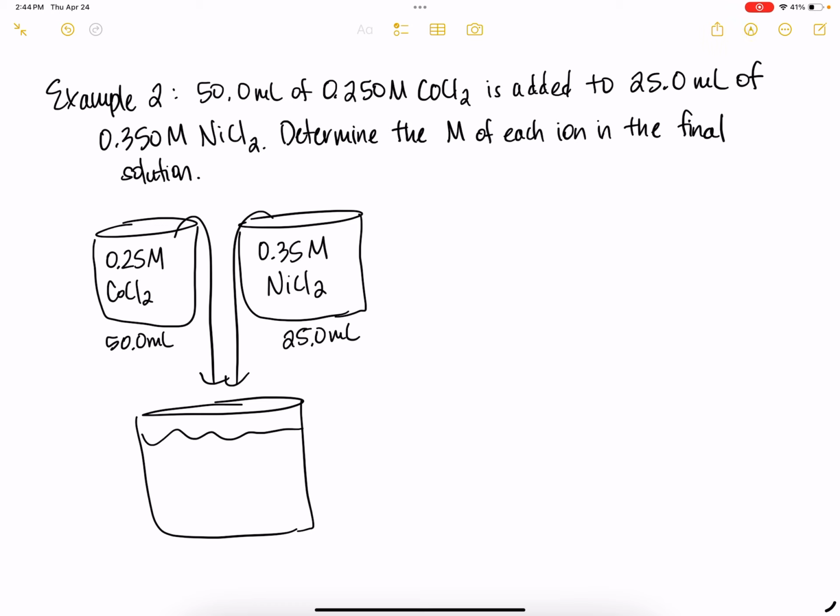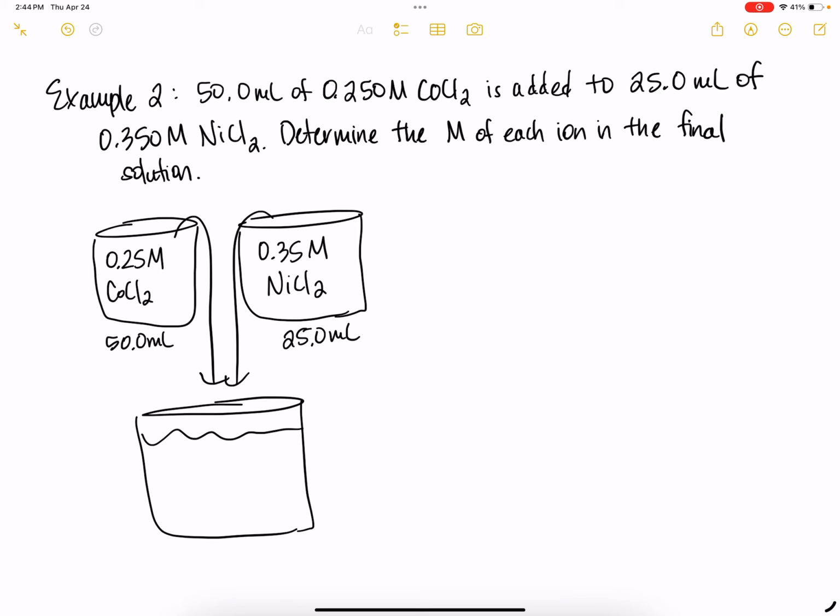And so I think there's a couple things that you have to think about. You first have to consider, is there going to be a reaction in this case? Because if there is, that would change who's in this solution. Now, in this situation, if you tried to take cobalt chloride and nickel chloride and react them in a double replacement reaction like they would, you would get the same products because you have that common ion of the chloride. So there is no reaction in this case.